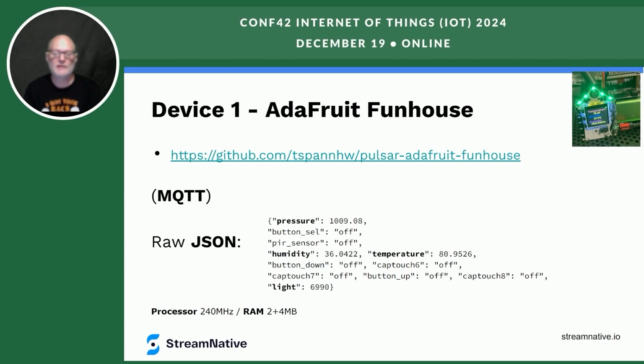And one of those little devices is sitting next to me. I'm not going to touch it once plugged in, it's a little warm in here. I've got to check my temperature. This is an Adafruit Funhouse. This returns it as JSON. Since it's JSON, and this is going over MQTT, it can go right into a Pulsar server, or into Kafka over a proxy, or to a regular MQTT server.